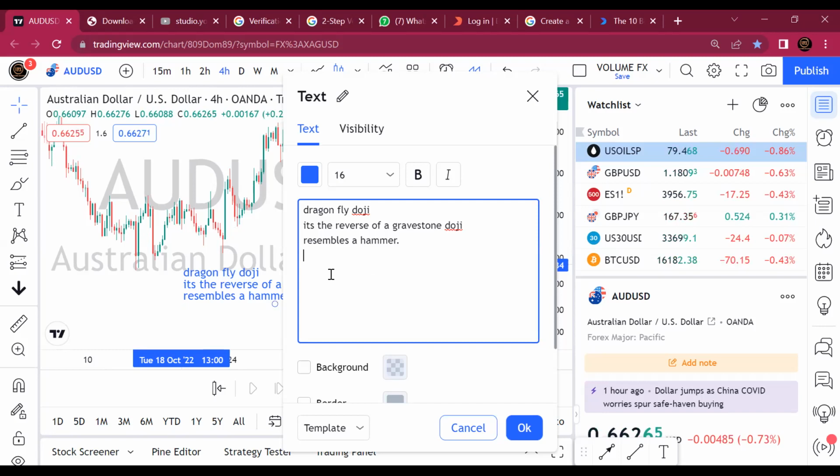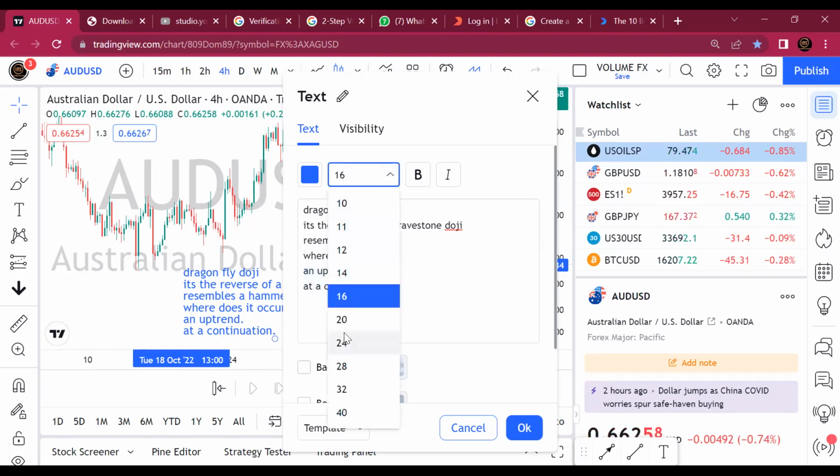Then where does it occur? The dragonfly doji occurs in an uptrend, at a continuation. Mostly it occurs at an uptrend or a continuation. Those are the two key areas where the dragonfly doji will occur.